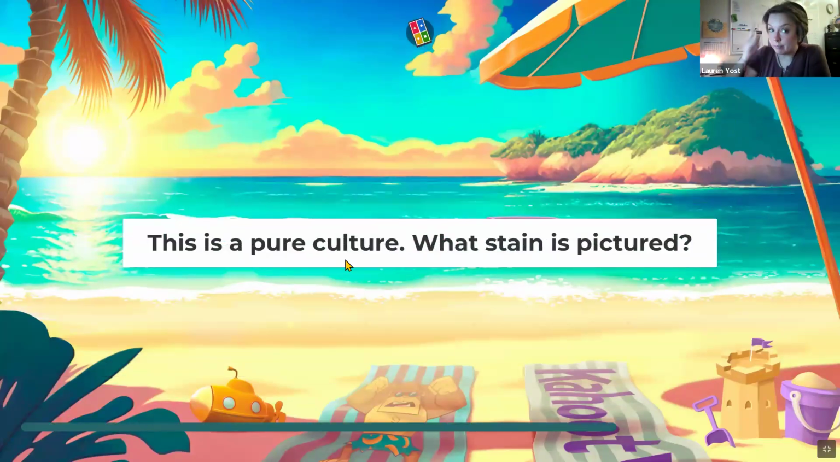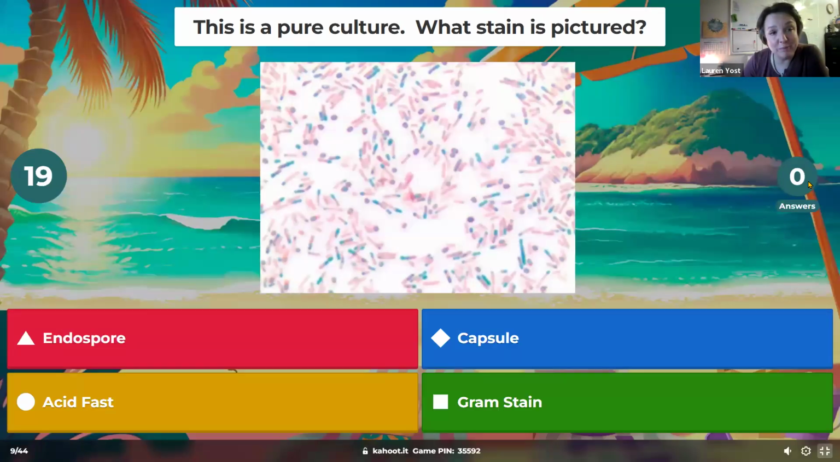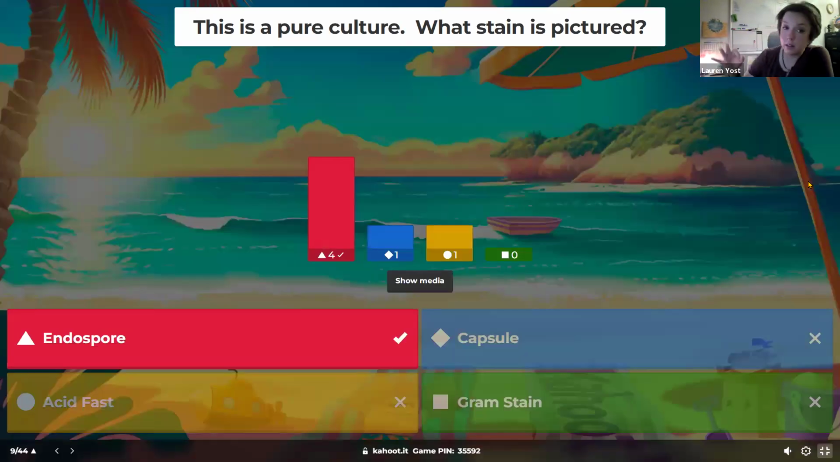This is a pure culture. Which stain is pictured? Pure culture means it's one species of bacteria. And on the exam, if it's relevant, I will also state that it is not pleomorphic. So you've heard me say that word pleomorphic a couple times, so that's one that you should probably be aware of what it means. Pleomorphic means it has basically no defined shape. It can have a whole bunch of different shapes. Pleo means many, morph means shape, right?